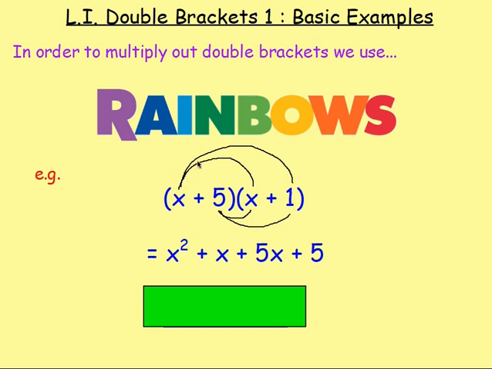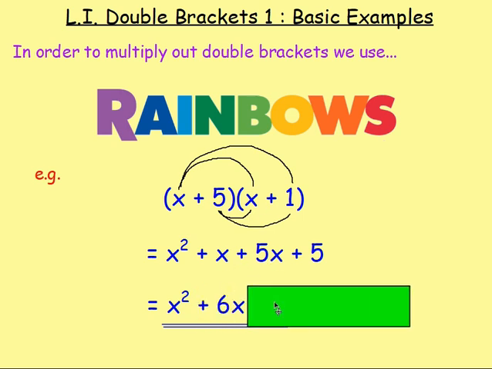So I was thinking about rainbows because you're drawing in these wee rainbows. You're taking that first term, you're doing the x times by the x plus 1, and then you're doing the 5 times by the x plus 1. So if you draw that in there, then you can make sure you're getting everything. Once again, you would simplify that. So that's an x squared. 1x add 5x is 6x, and the positive 5.